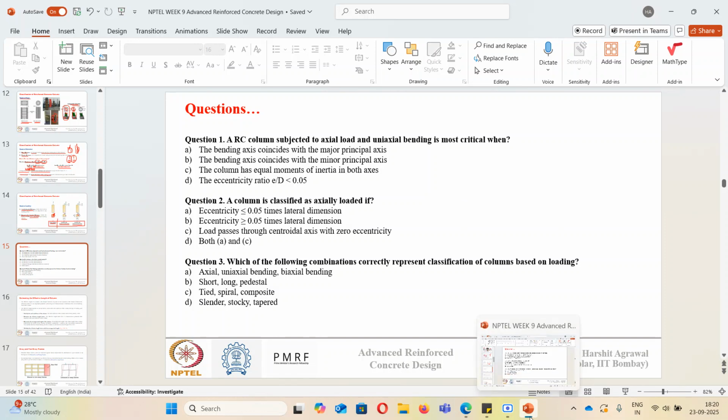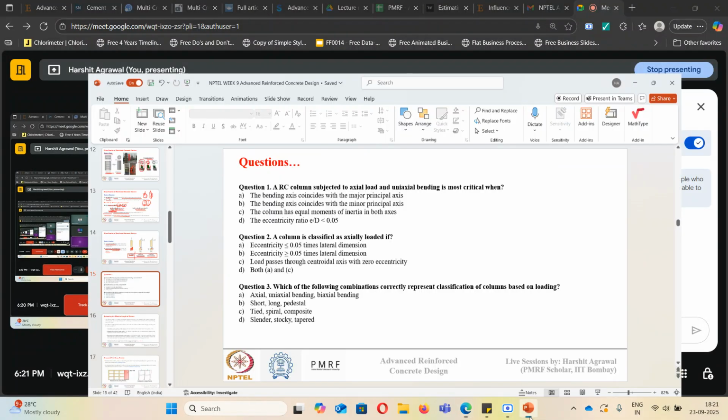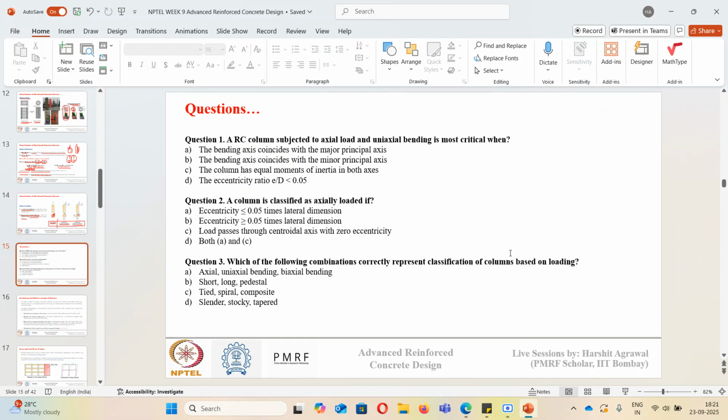So what will be the answer for question number 1? Can anyone tell me? There is a reinforced concrete column which is subjected to axial load and uniaxial bending, but it is not mentioned along which axis the uniaxial bending is acting. So you need to tell me what will be the correct option. Whether it is along minor axis or major axis.